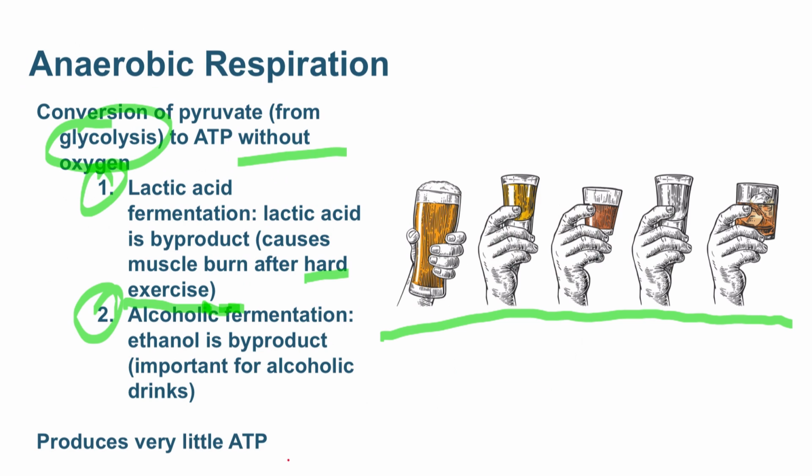There's an important difference between anaerobic respiration and aerobic respiration in that anaerobic respiration produces very little ATP. So the gist of all this is to make sure that you understand the difference between aerobic and anaerobic respiration, and then also the different major pathways in aerobic and anaerobic respiration.